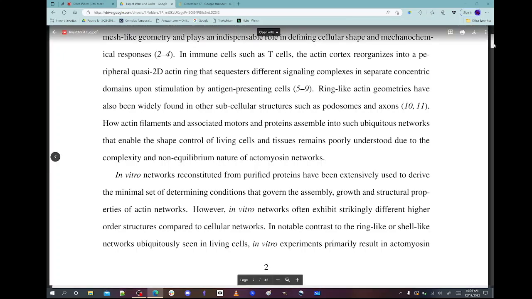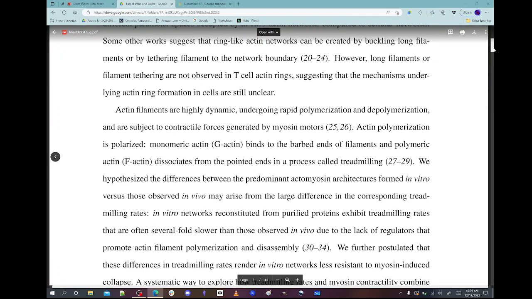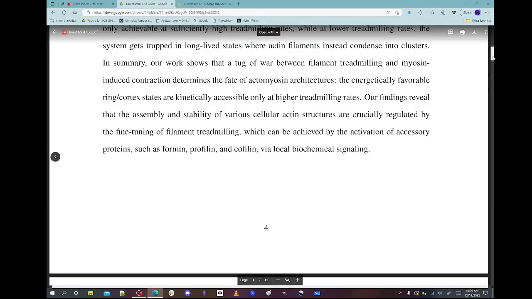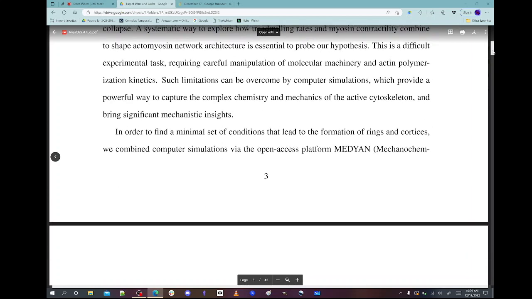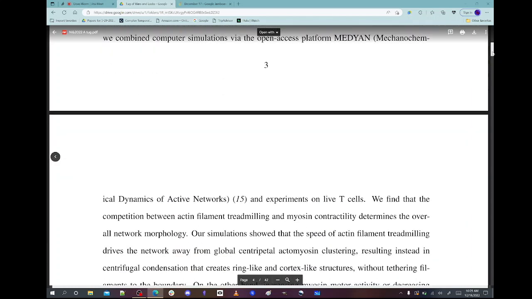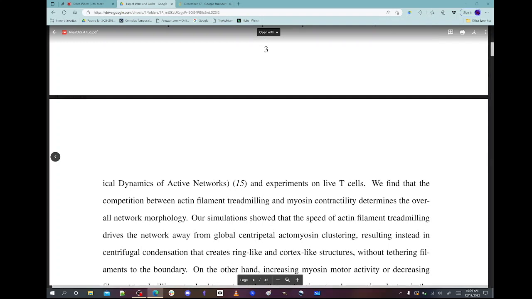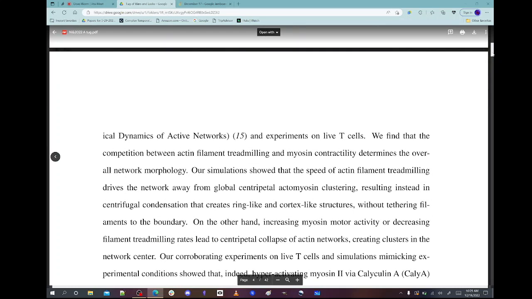And they do these experiments where they look at this. They use this platform called MEDYAN, which is mechanochemical dynamics of active networks, and experiments on live T cells. So they're actually doing this in T cells, but they're modeling the actin dynamics in this program. We find that competition between actin filament treadmilling and myosin contractility determines the overall network morphology.